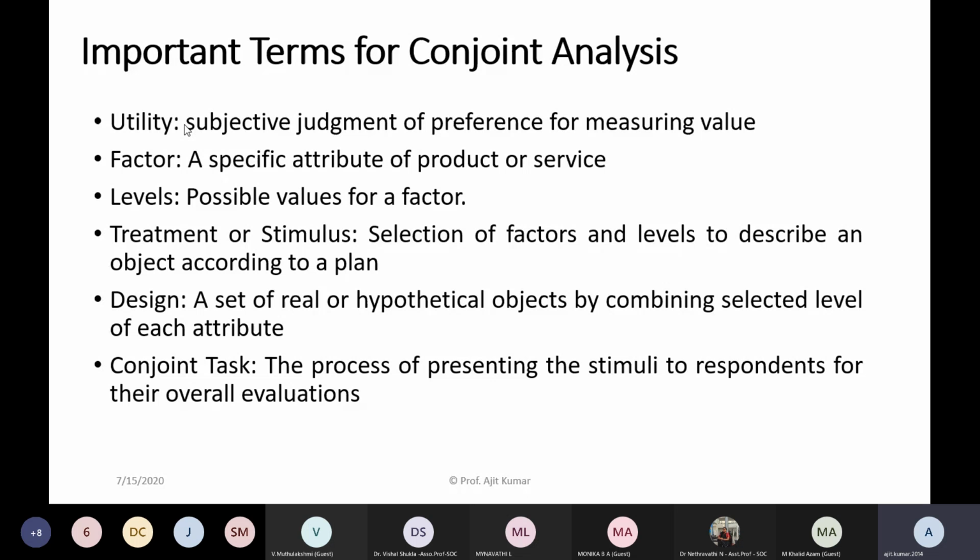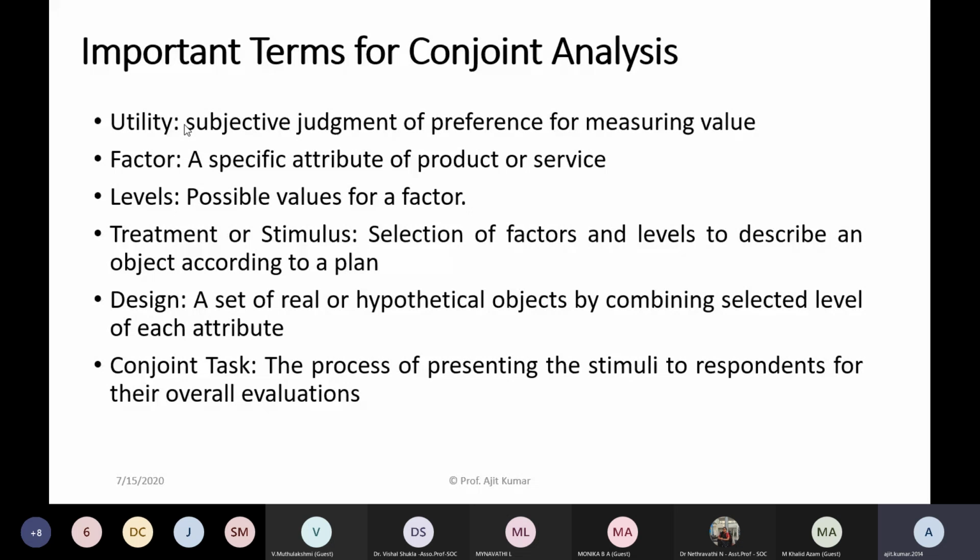Now factor. Factor is a very common term. Since we have already gone through 3 days of this FDP, this term would have come many times. It is a specific attribute or set of attributes of any product or service. Then levels are the possible values of a factor. I'll show one example using which all this different terminology will be clear. So just keep a record of these different terms in your mind, and once we discuss the example, all of this will be clear.